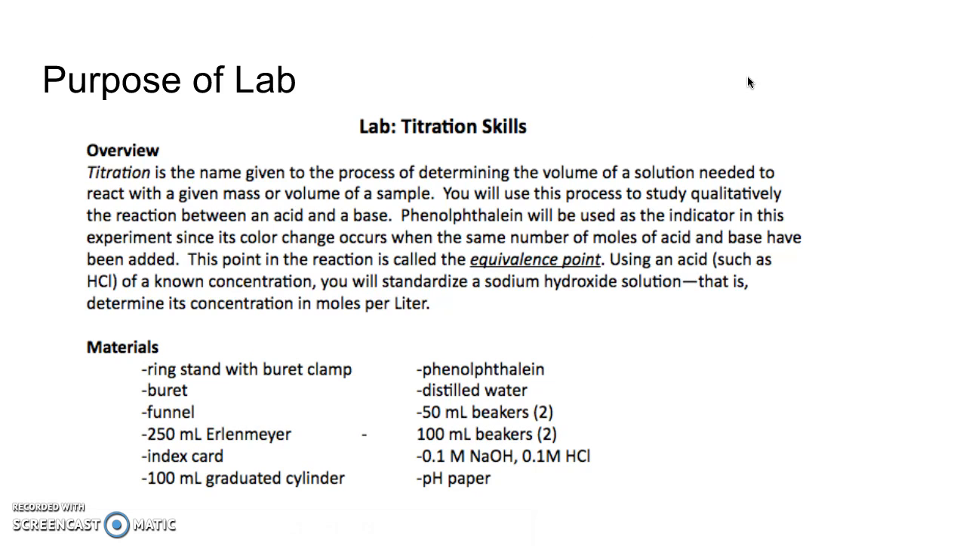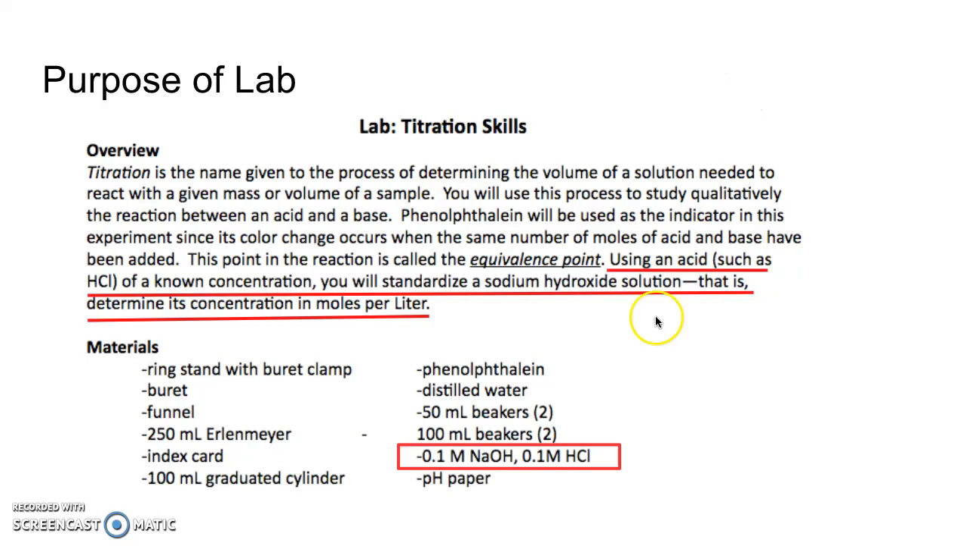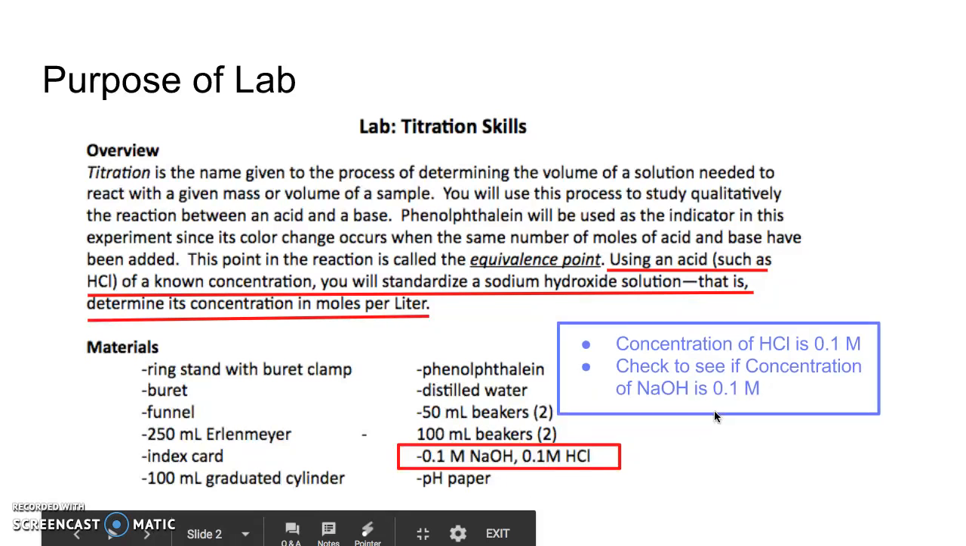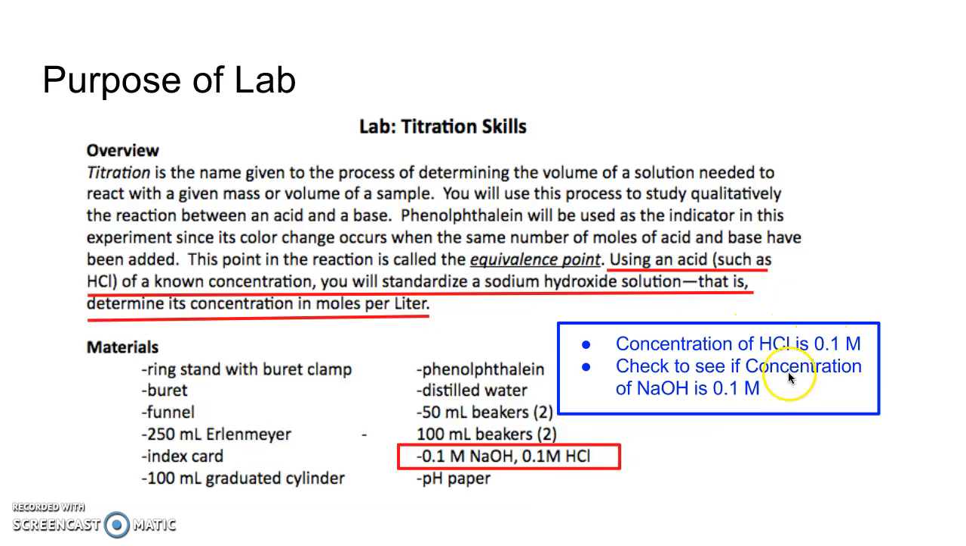So in your lab document, if you read the last sentence of the overview, it tells you the purpose. You're going to use an acid, which in this case is HCl, of a known concentration to standardize, or determine, the concentration of sodium hydroxide. For that, you're going to have two pieces of information: the theoretical concentration of sodium hydroxide, which is 0.1 molar, and the known concentration of HCl, which is also 0.1 molar. So you're going to use the concentration of HCl to check to see if the concentration of NaOH is 0.1 molar.